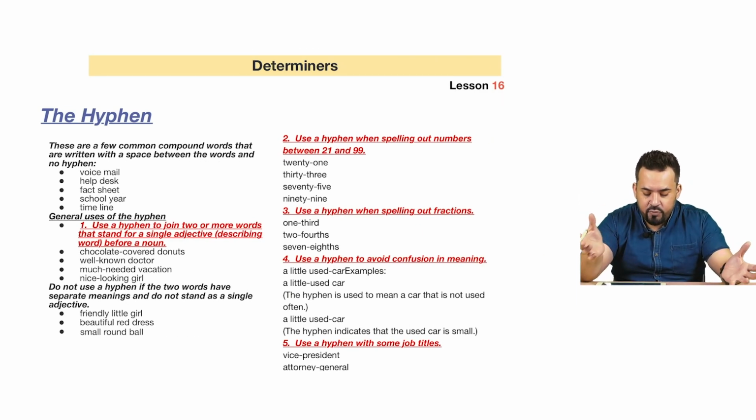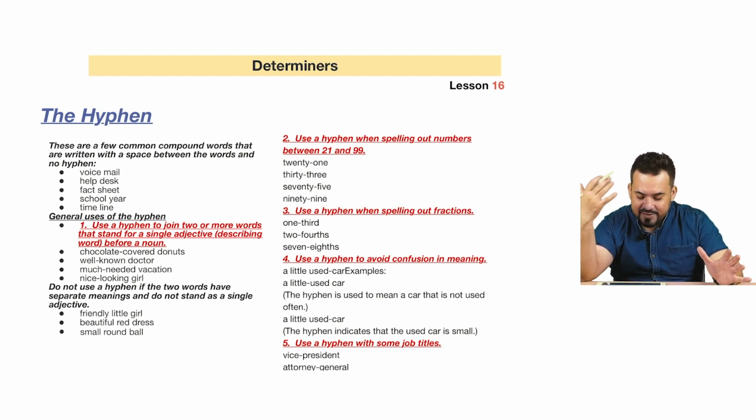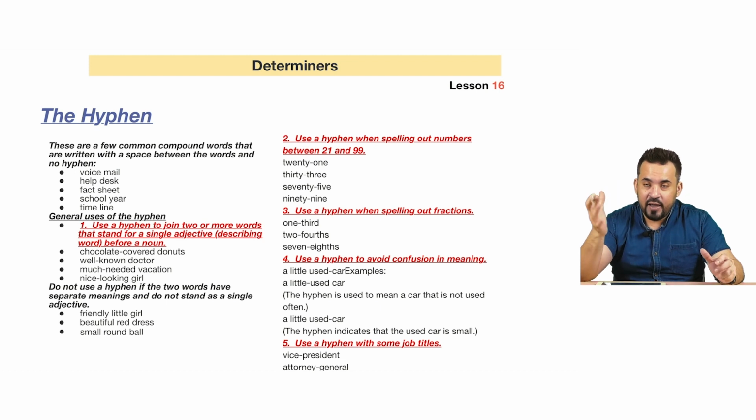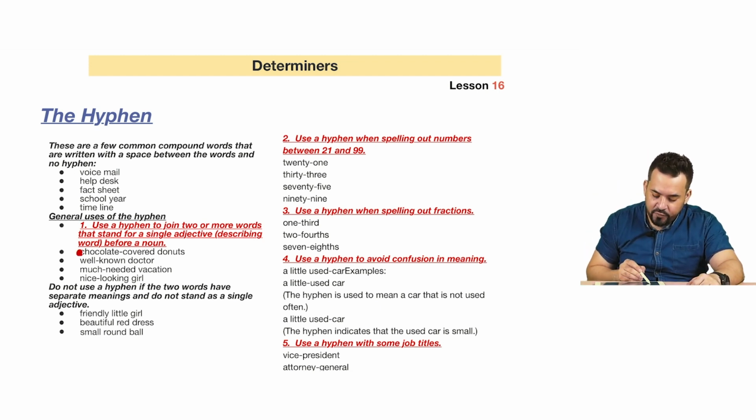Okay, so let's talk about the rules of the hyphen. So we use a hyphen to join two or more words that stand as a single adjective. Like for example, chocolate-covered.